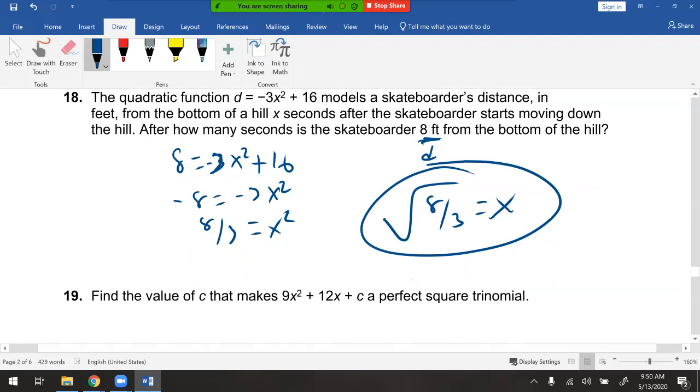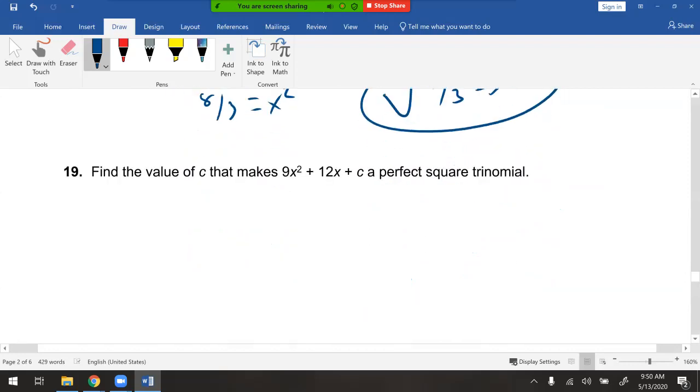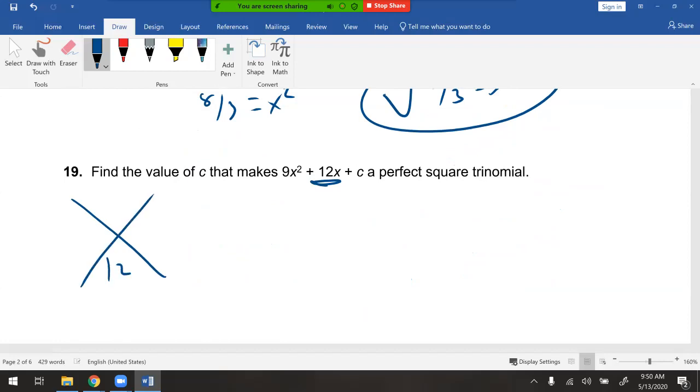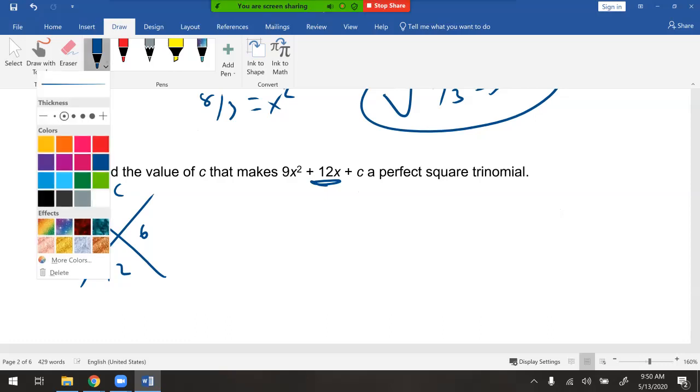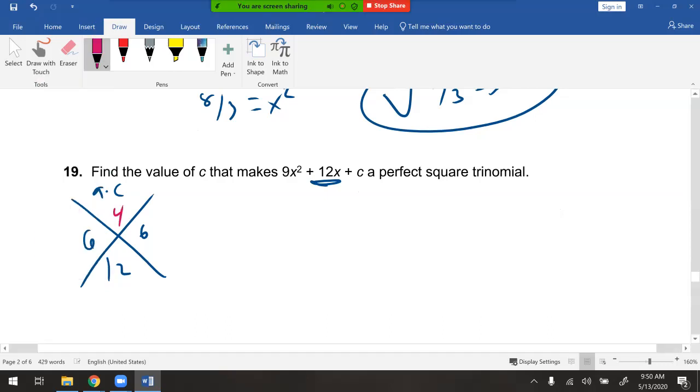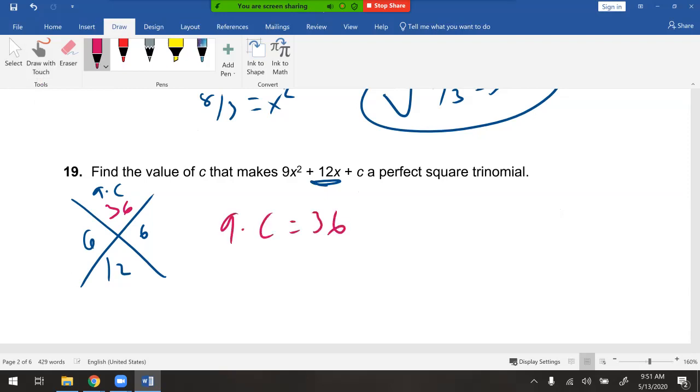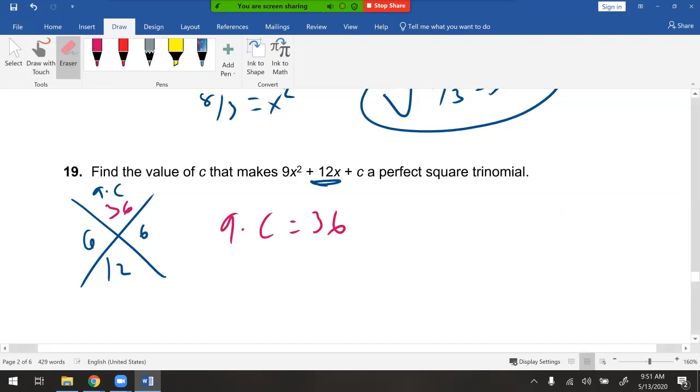Okay, that's simple. Find the value of C that makes this a perfect square trinomial. Here's the thing with this one: if I do the magic X here, I know the bottom has to add to 12, and 9 times blah has to give me, so it's 9 times C. If I divide 12 by 2, I get 6 and 6. I want 36 because 6 times 6 is 36. So 9 times C equals 36. Mentally, we can say that C is equal to 4.